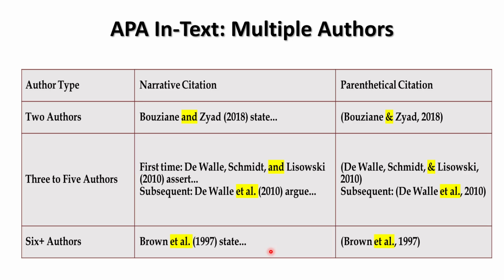We have the same thing in parenthetical citation. You have to include the name of the first author, followed by et al., then a period, then a comma, then 1997 or the year of publication, with all this information inside parentheses.